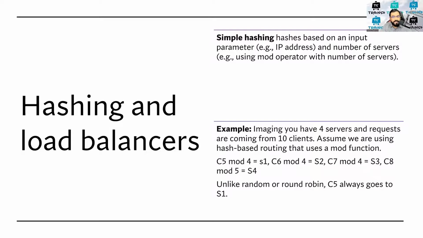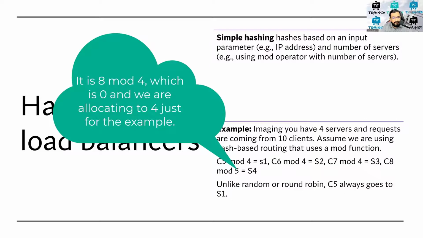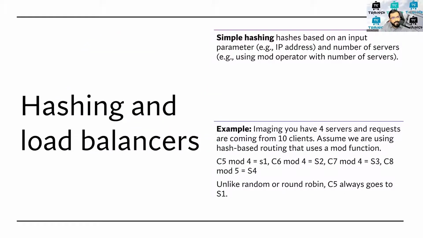And what about C7? 7 mod 4 is 3. C8, 8 mod 4. There is a typo. So 8 mod 4 is 0. Maybe we can allocate 0 to S4 here, or we can call a server S0, anything. But unlike random or round robin, in this particular example, C5 always goes to S1.